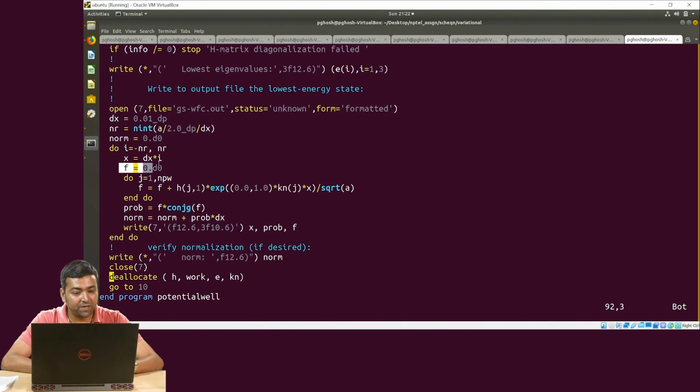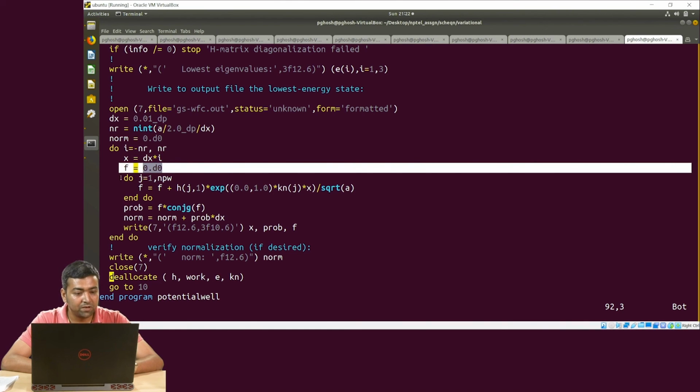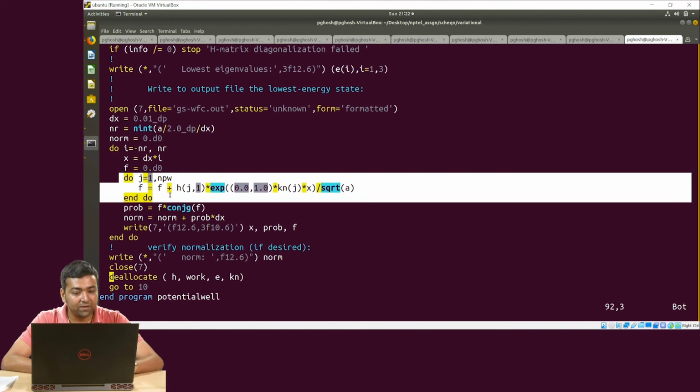Then it sets f, where it stores the wave function, to 0, and in this inner do loop it builds up the wave function. If you remember, my wave function is like C1 psi 1 plus C2 psi 2 plus C3 psi 3, where C1 is the coefficient and psi 1 is a particular plane wave. Say it corresponds to k equals 0. Then C2 will be the coefficient corresponding to n equals plus 1, then C3 will be for minus 1, and so on and so forth. And that is what is done.